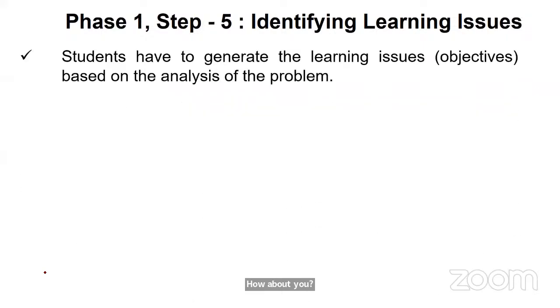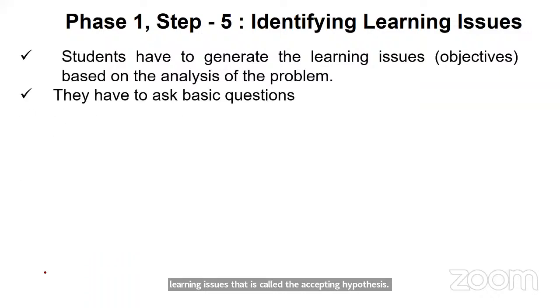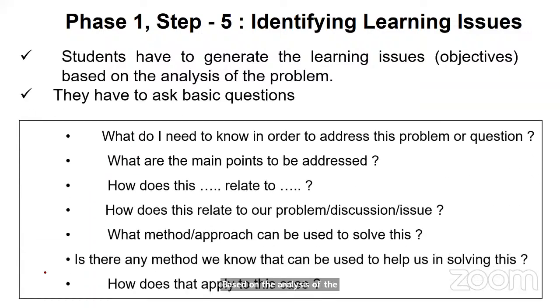And step 5 is called students have to generate the learning issues. That is called accepting hypothesis based on the analysis of the problem. They have to ask basic questions themselves. What do I need to know? What are the main points?